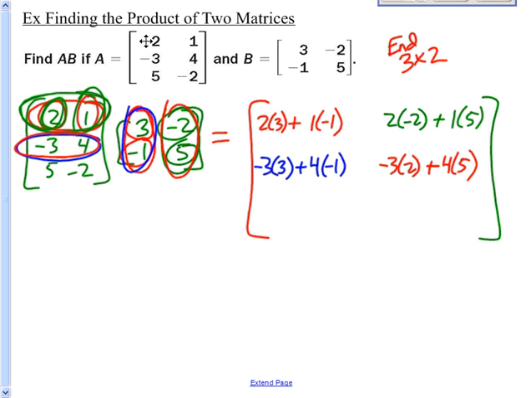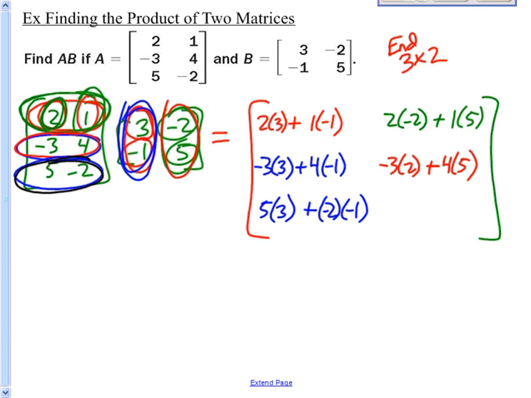And finally, we're getting to the last row here. Row 3 times column 1: 5 times 3 plus negative 2 times negative 1. And then third row, second column: 5 times negative 2 plus negative 2 times 5. Okay, and then we just simplify this thing.